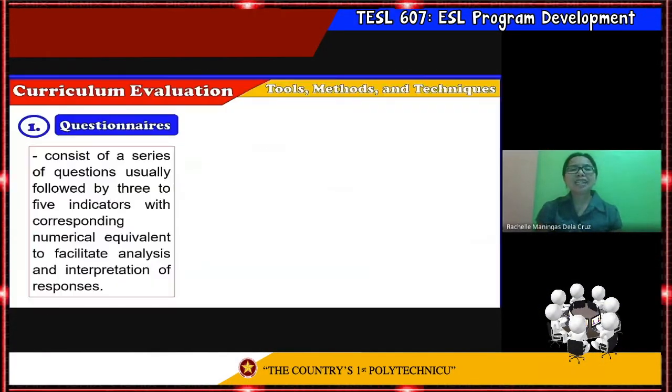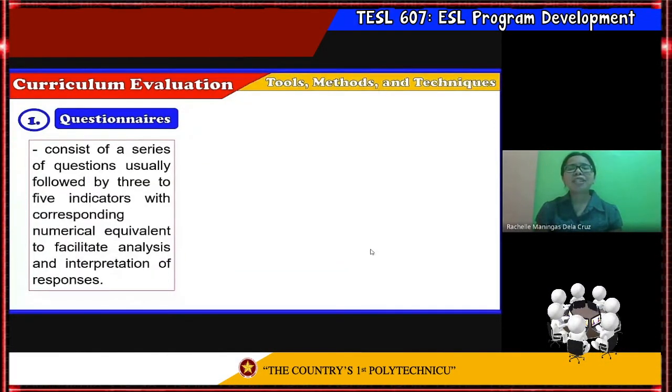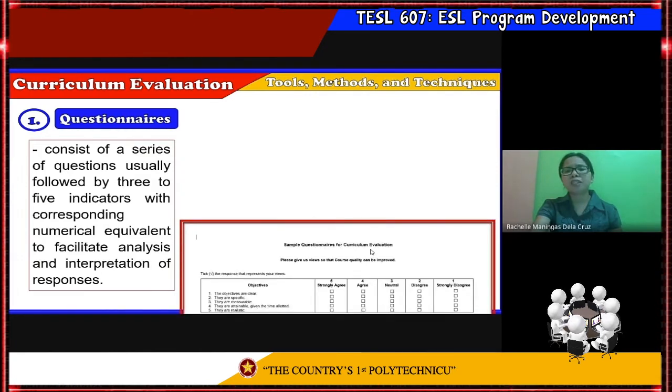Now let me discuss the tools, methods, and techniques of curriculum evaluation. The first one is the questionnaires. Questionnaires consist of a series of questions usually followed by 3 to 5 indicators with corresponding numerical equivalent to facilitate analysis and interpretation of responses. So I have here a sample questionnaire.